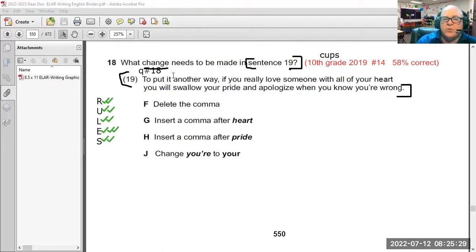So the change is cups. So delete the comma after, delete the comma. That's a punctuation mistake. Insert a comma after heart. That's a punctuation mistake. Insert a comma after pride. That's a punctuation mistake. Or change your to you're. I'm going to call that usage because those are both correct. It depends on how they're being used.